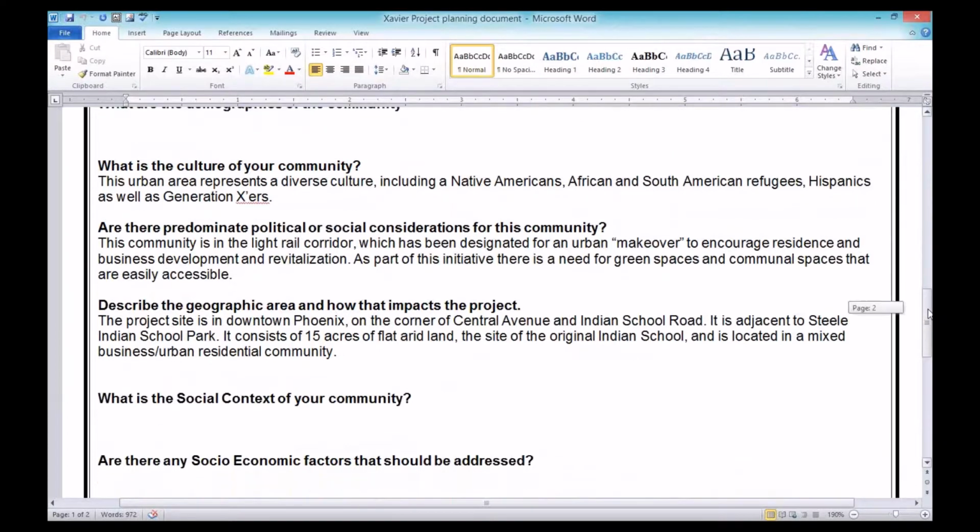Again, this does not have to be this detailed. I'm going to specify that. You don't have to be this detailed.